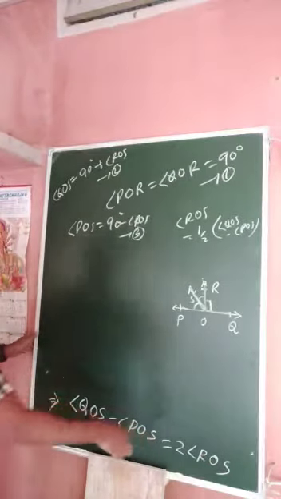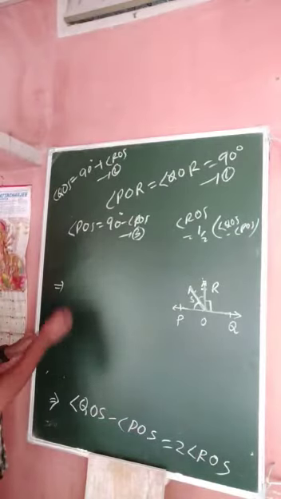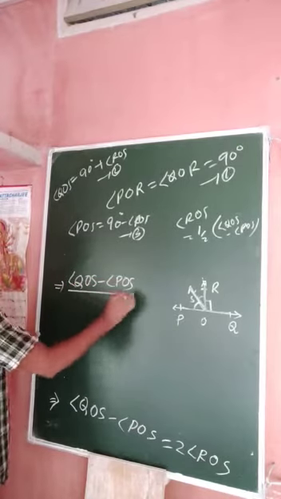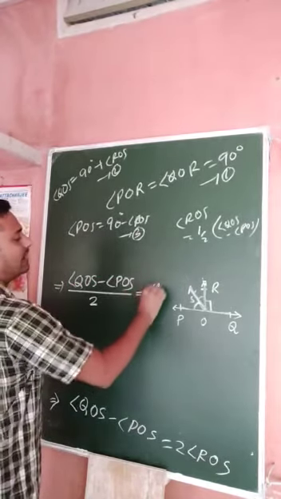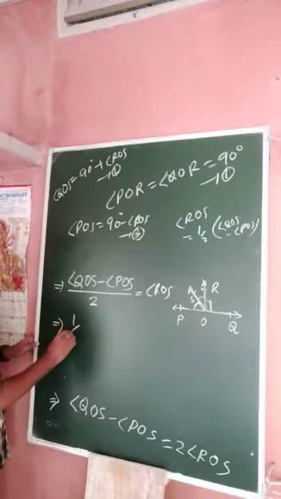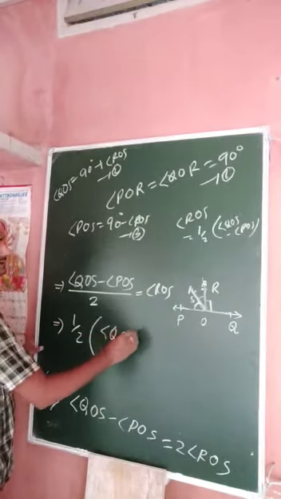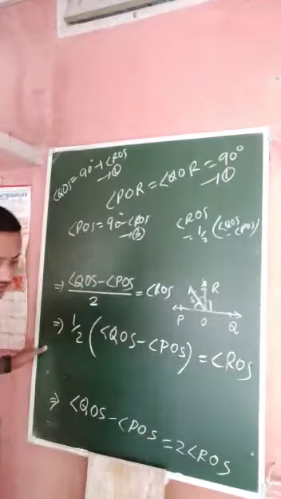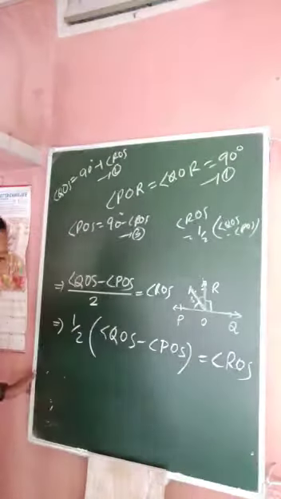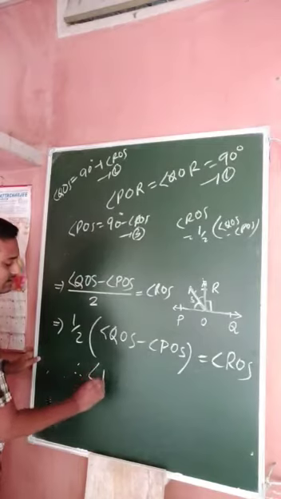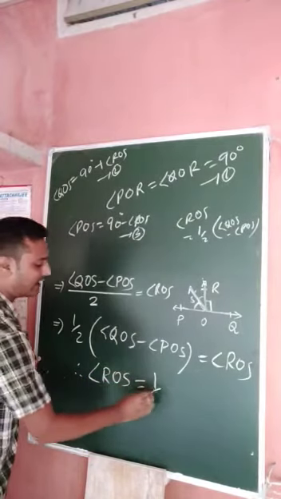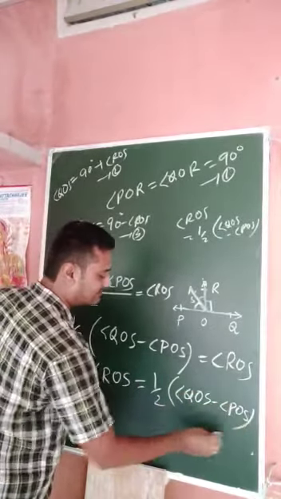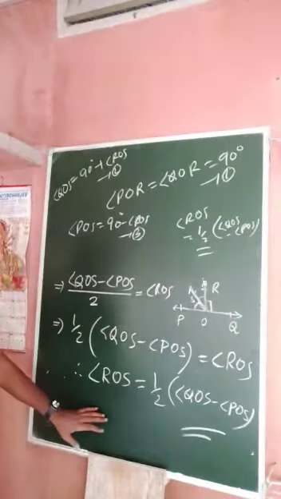So when the 2 is multiplied and comes to this side, it becomes division. QOS minus angle POS divided by 2 is equal angle ROS. Okay. That means you can write half of angle QOS minus POS is equal angle ROS. Okay. So this thing you have to prove. So you just write as the question. Therefore angle ROS on the left hand side, ROS equal to half into angle QOS minus angle POS. Okay, this one. So very important one.